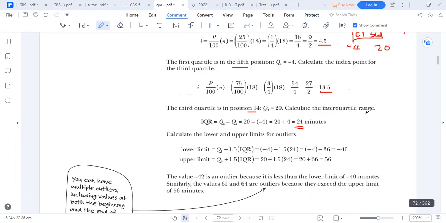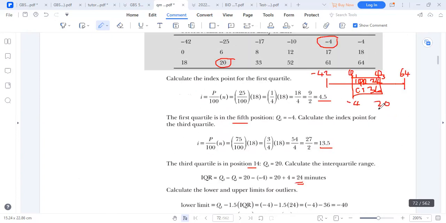So the 36, we're going to add it here. When you add 36 here, it's going to be 56. When you subtract 36, -4 minus 36 is -40. So any figures outside -40 and 56 are called outliers. So 42 seems to be an outlier, and also 56.